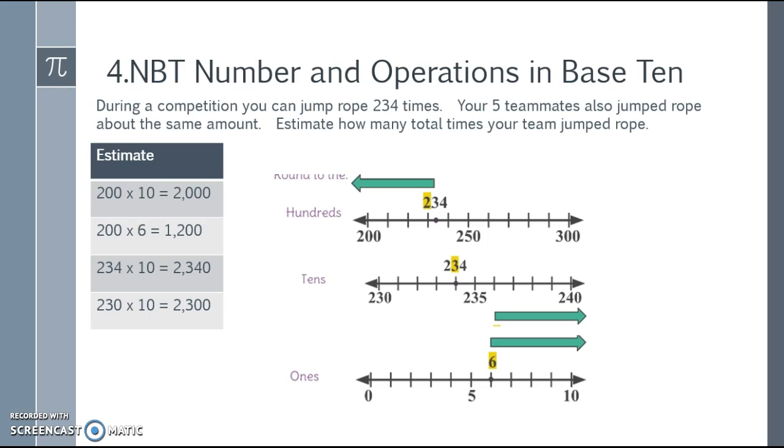Let's round to the nearest tens. Let's say I round 234 to the nearest 10, which would be 230. I could then round 6 to the nearest ten, which would be 10 itself, for 2,300. It's very interesting to see that how we round determines the estimation that we find.